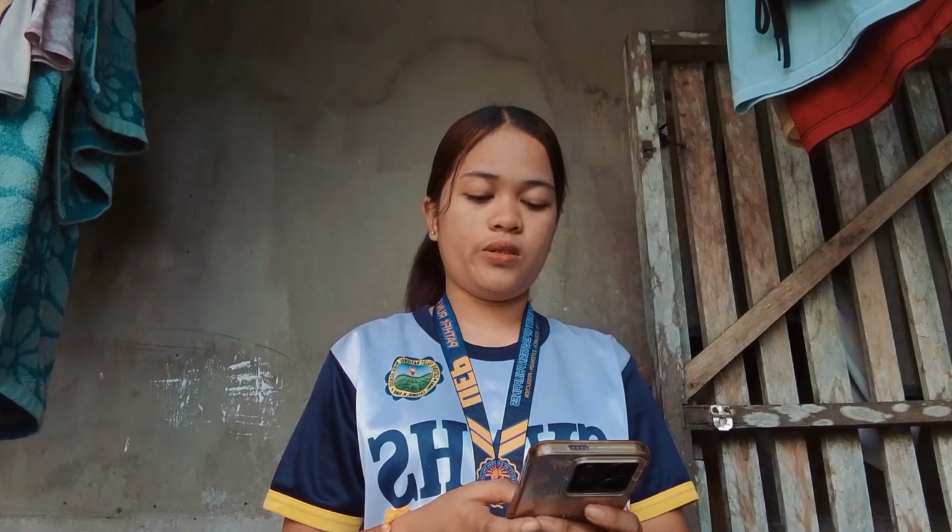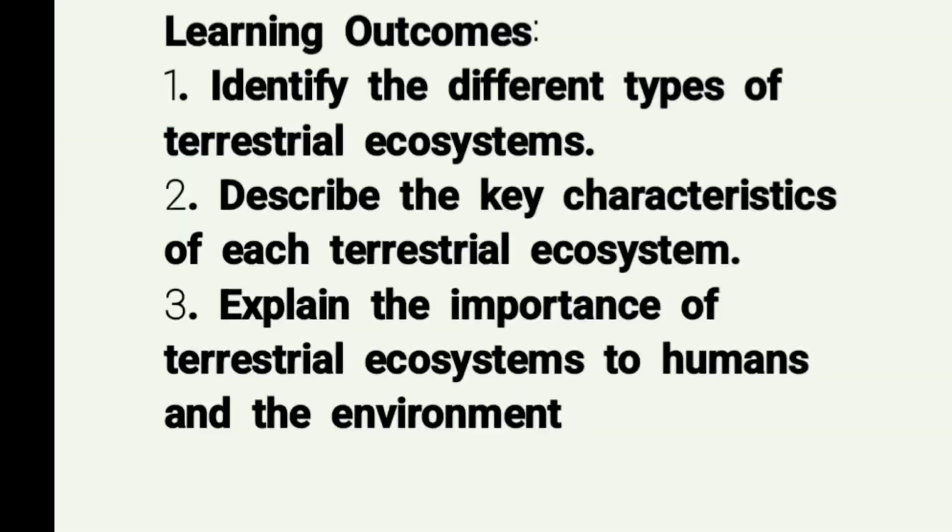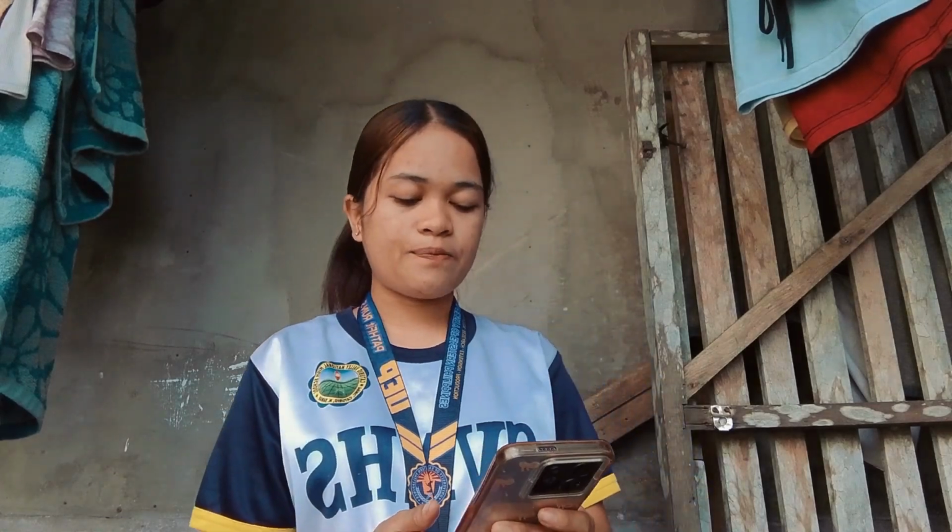My name is Rosabel Anchito Nidero, and I am the reporter of Module 10, the terrestrial ecosystem. The learning outcomes are, first, to identify the different types of terrestrial ecosystems. Number two is to describe the key characteristics of each terrestrial ecosystem. And number three is to explain the importance of terrestrial ecosystems to humans and the environment.